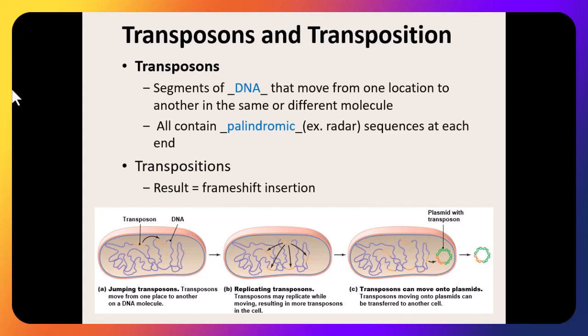sequences. You guys remember what a palindrome is? I'll give an example. So if I had like A, U, U, U, A, it reads the same way forwards and backwards, which usually allows it to flip around and then insert elsewhere. But it can cause lots of frame shift mutations when it happens, but it still happens. We can still move DNA around.